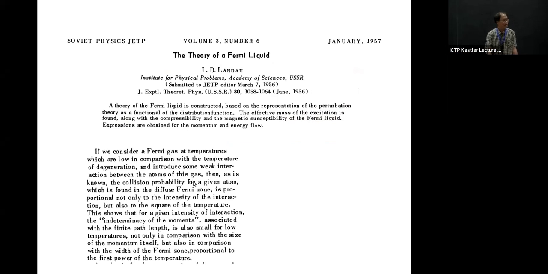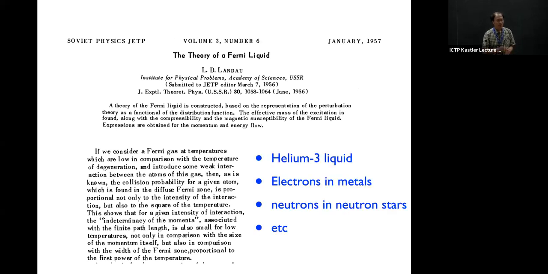The idea that Landau had is that even if our system consists of fermions which may interact strongly with each other, near the Fermi surface the notion of the quasi-particle becomes more and more well-defined. And the notion of the Fermi surface survives even when the interaction between the original fermions may be strong. Landau's Fermi liquid theory has been successfully applied to many systems like helium-3, electrons in metals, neutrons in neutron stars, and possibly many other examples.